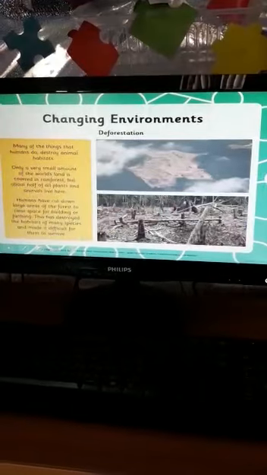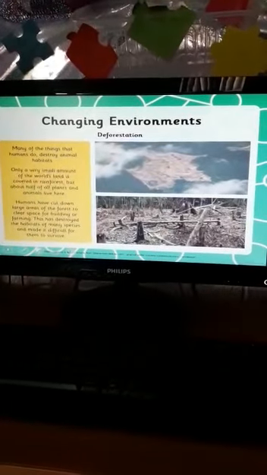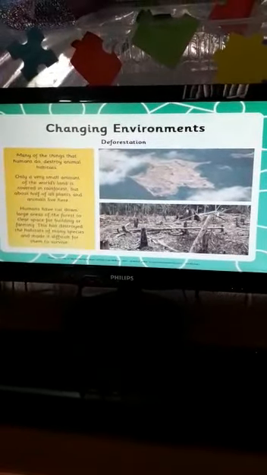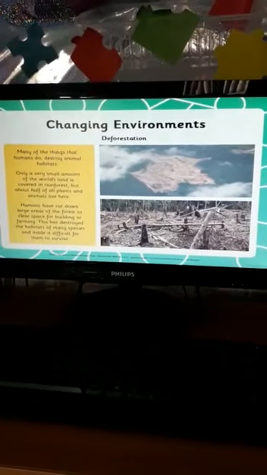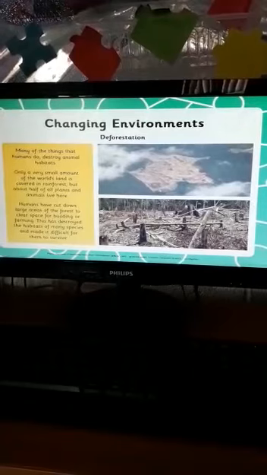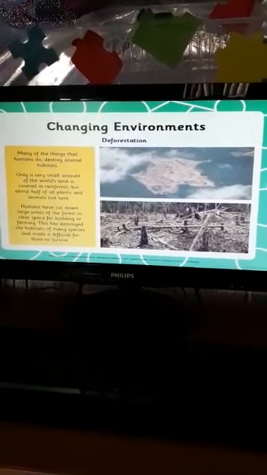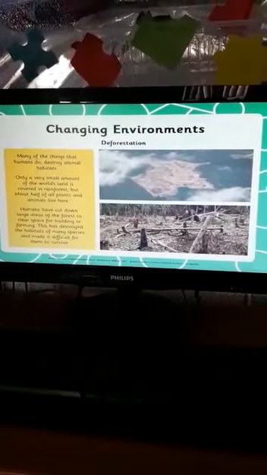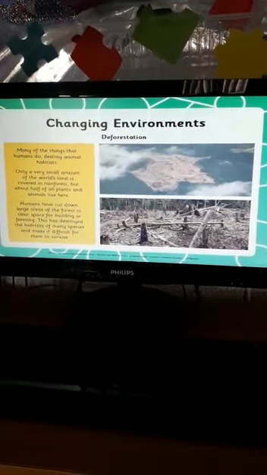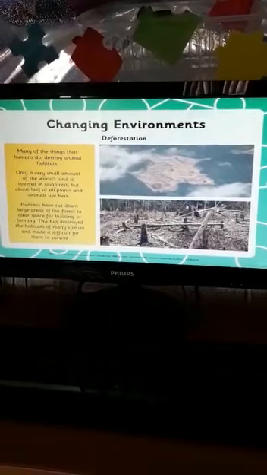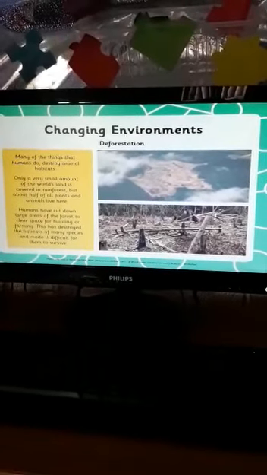Next one, probably the most common, is deforestation. Now, deforestation happens all across the world. You've all heard of the Amazon rainforest. Deforestation happens there quite a lot. And not only does cutting down trees destroy habitats, it also destroys people's homes, because in the Amazon rainforest there are tribes that live there, and so their houses and huts are cut down.